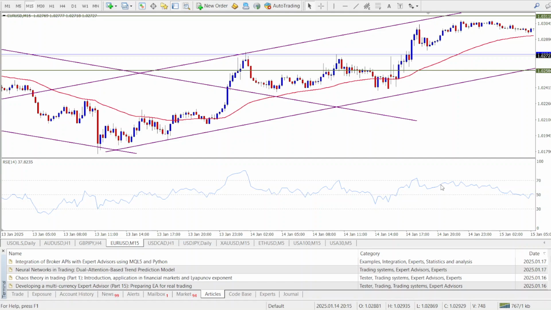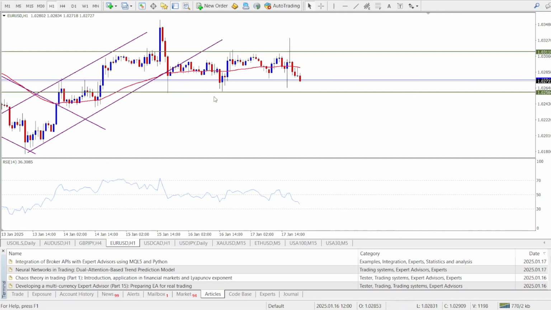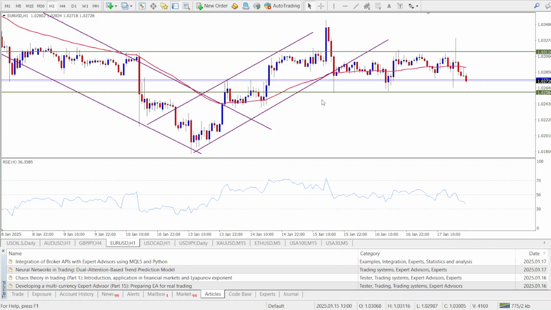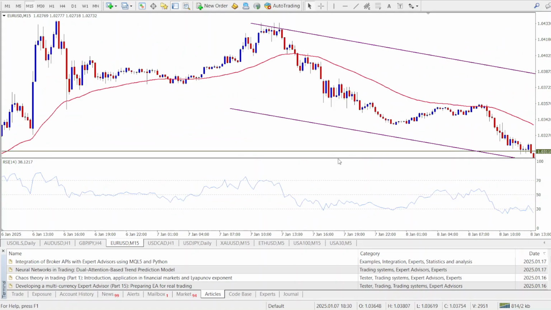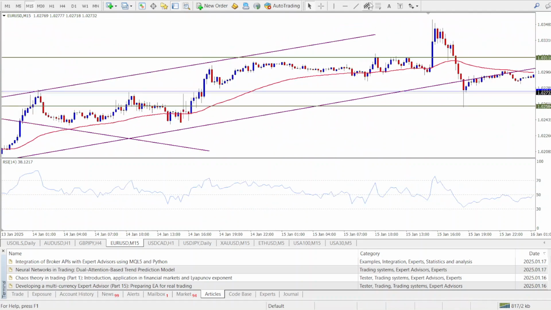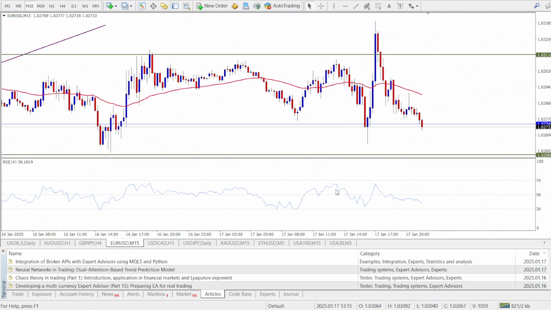Now, on the higher time frame, let's go back to the 1 hour chart. You could actually use the 50 period moving average to identify the overall trend direction. You can use the 50 EMA to identify the general direction of the market. If the price is above the 50 EMA, the trend is up. If the price is below it, the trend is down. So on the lower time frame, going back to the 15-minute chart, the RSI can be used to confirm whether the market is overbought or oversold.